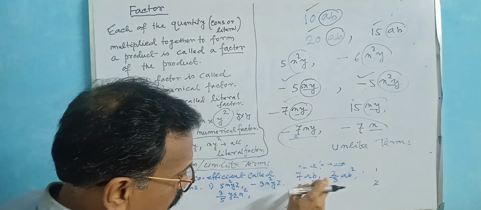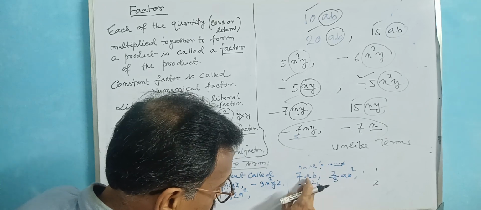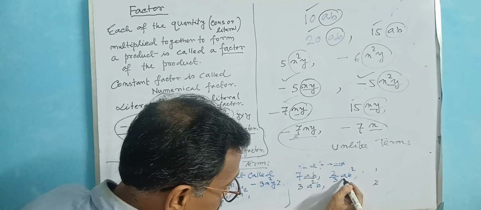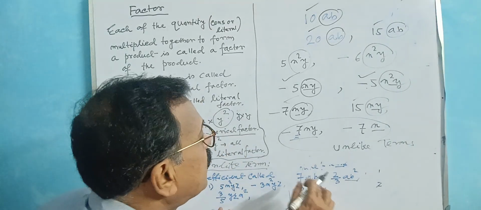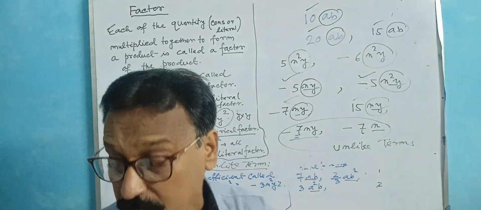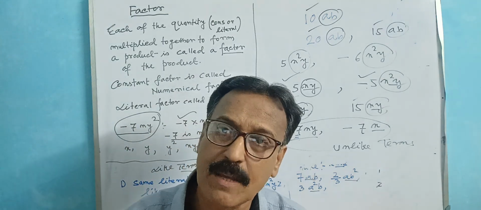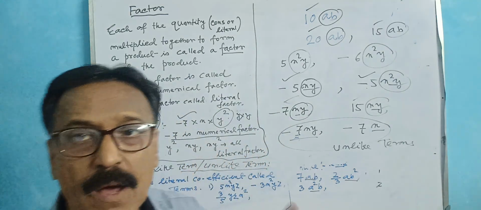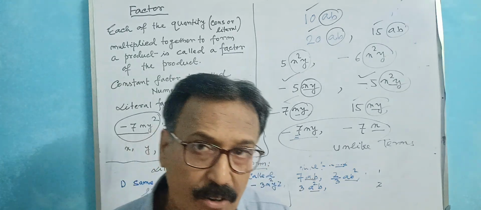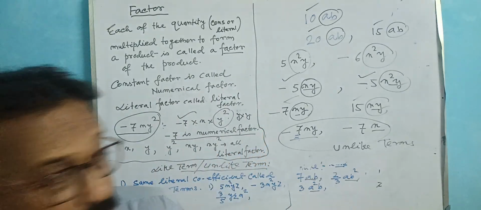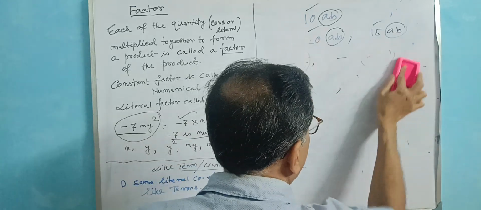Here, these are unlike terms. 7ab, 2 by 3, 7ab square, 3a square b. This is ab, this is ab square, this is a square b. All are different literal parts. So these are all unlike terms. Okay, this concept is very important in case of addition. When you do addition and subtraction, like term and unlike term is very important. Like terms can be added and subtracted, unlike terms cannot be added or subtracted.